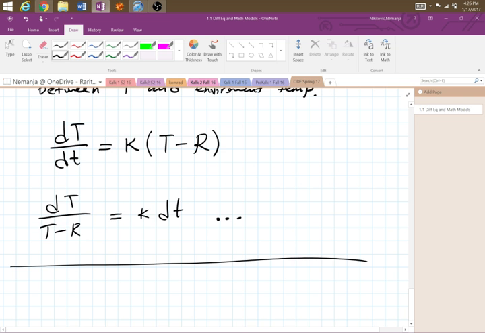Torricelli's law says the time rate of change of volume V of water in a draining tank is proportional to the square root of the depth of the water in the tank. Another one. And you have many of these examples, but it's enough.